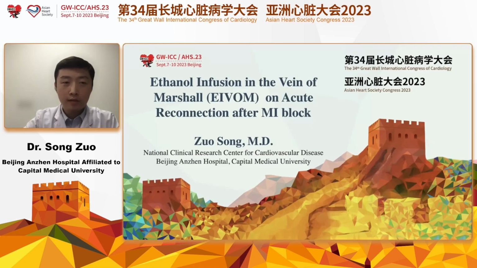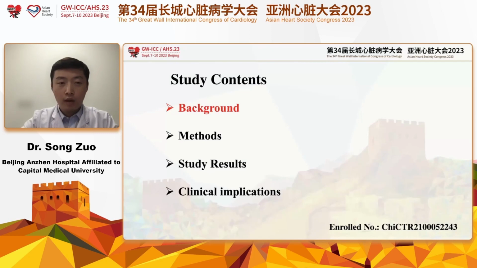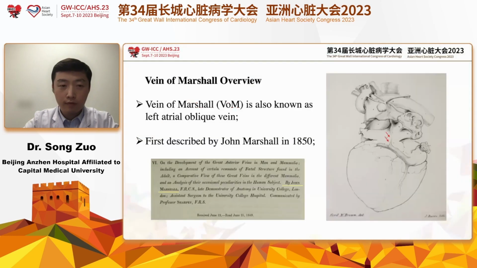Today, my topic is ethanol infusion in the vein of Marshall on acute reconnection after a mitral isthmus block. I will introduce my study from these four aspects. The first part is the background.